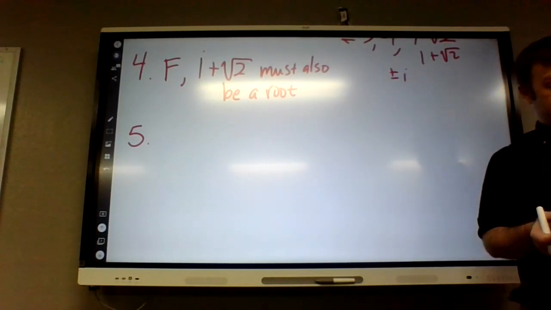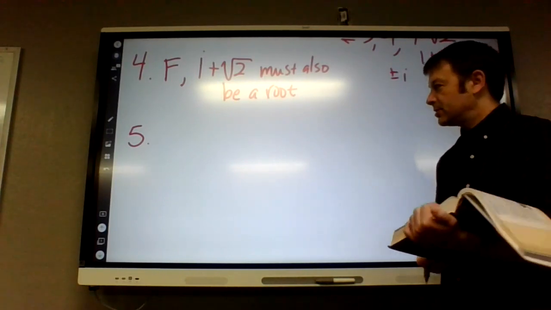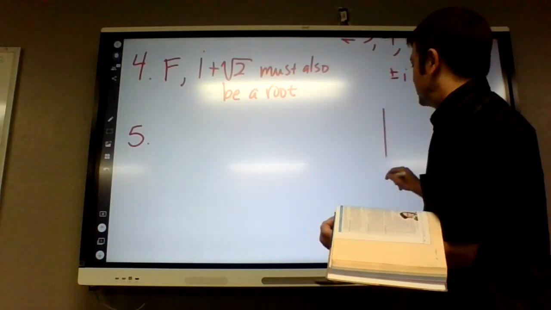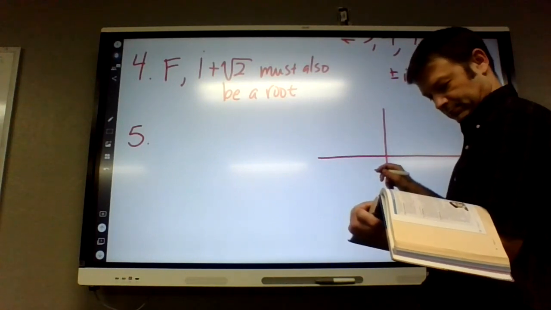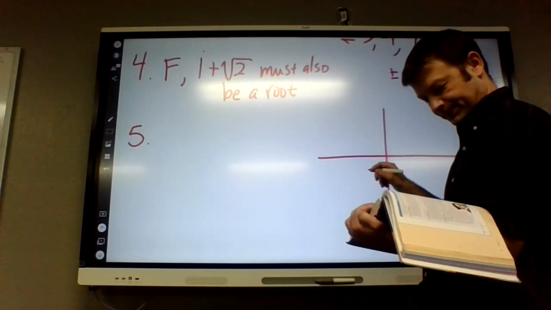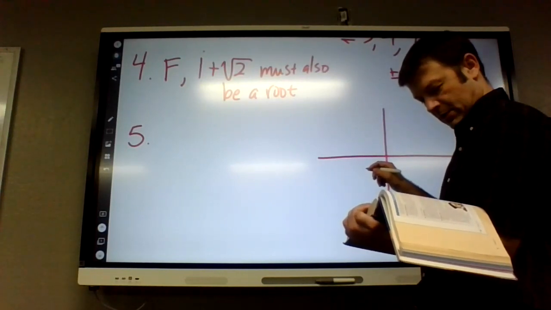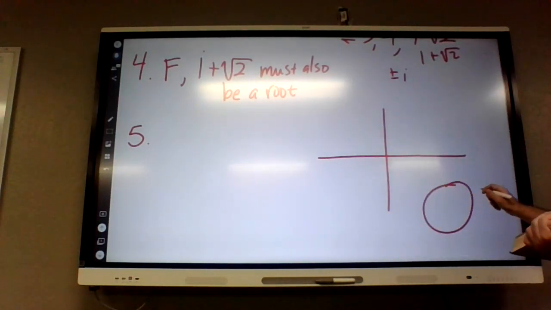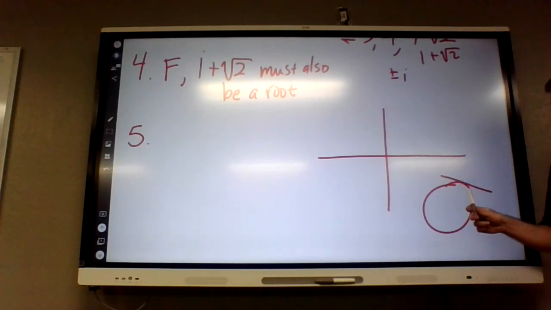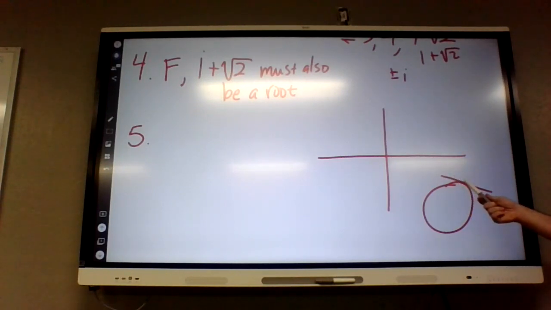Number 5. It is possible for the graph of a cubic function to be tangent to the x-axis at x equals -2, 1, and 6. Alright, this goes back to geometry. What does the word tangent mean? So this line is tangent to the circle. It touches at one point, just barely brushes up, touches exactly one point, and just keeps on going by.